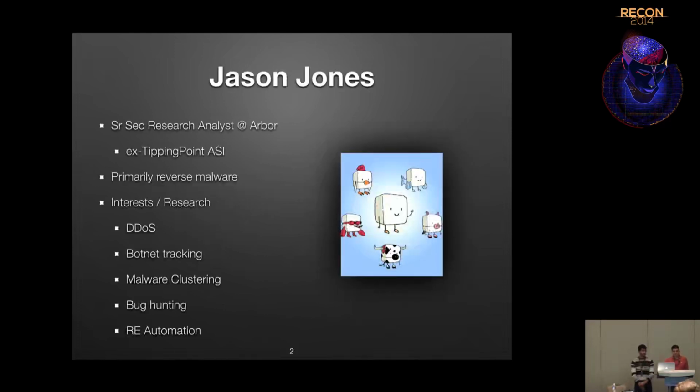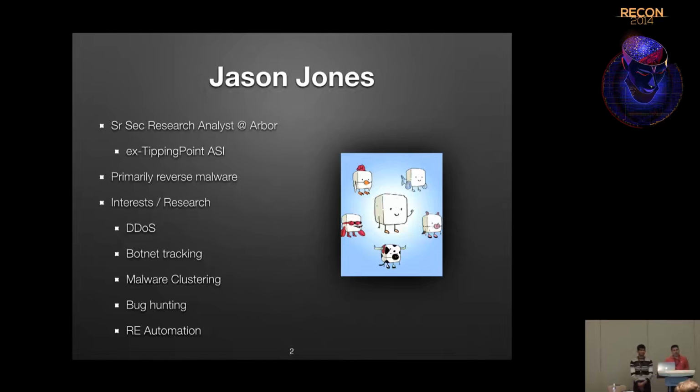So I'm Jason. I'm a senior security research analyst at Arbor Networks. I used to work with Jasiel when we were at Tipping Point, which is now owned by HP. I primarily reverse engineer malware all day. Arbor Networks is a DDoS company, so I do a lot with DDoS and DDoS botnet tracking.